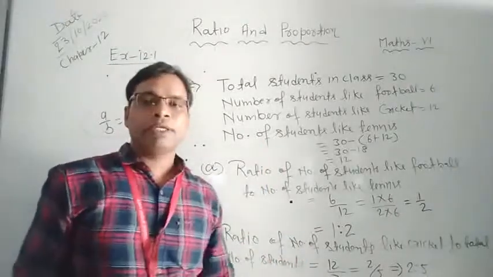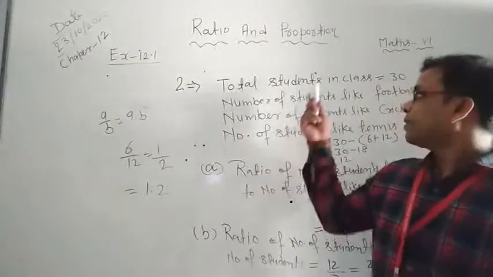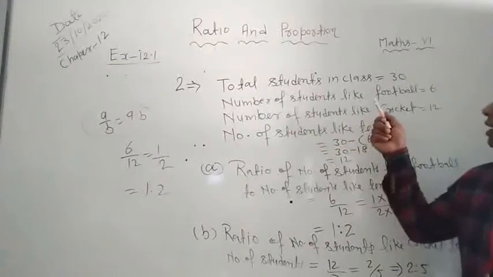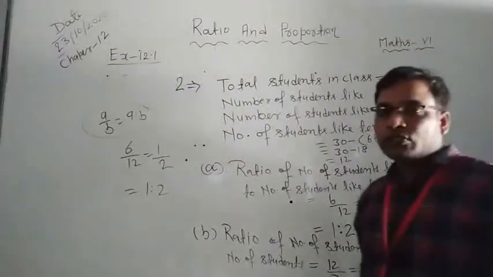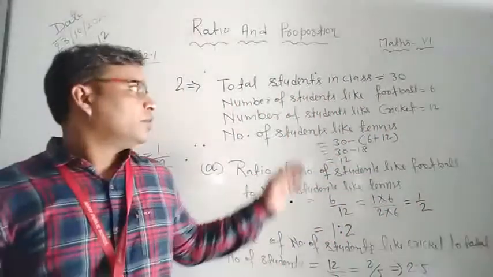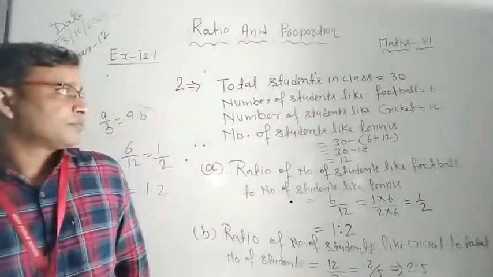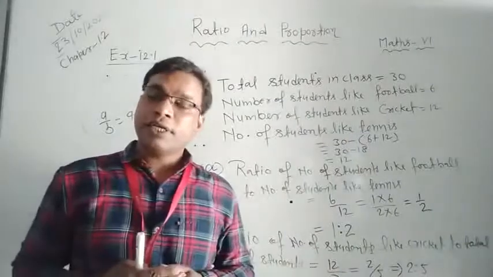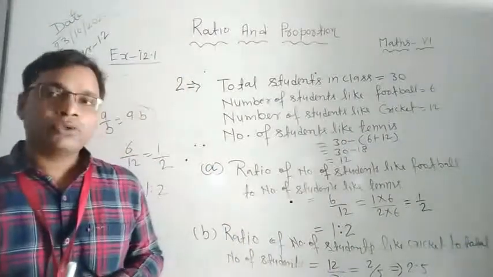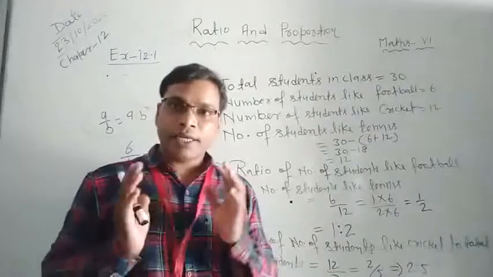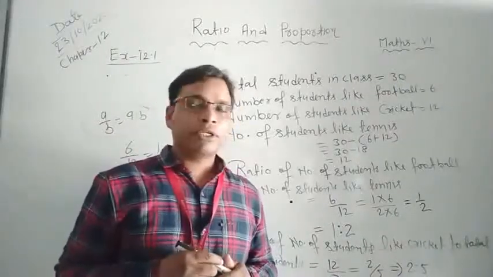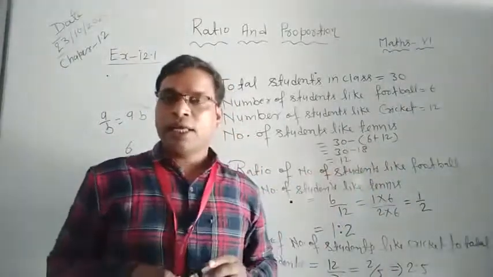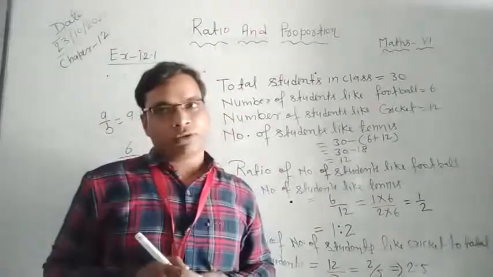Student, in this question it is given that in class 6 there were 30 students present, in which 6 students like football, 12 students like cricket, and the remaining students like tennis. So how can you find the number of students who like tennis? For this, first we add the number of students who like cricket and the number who like football. This is 6 plus 12, which is 18. After this we subtract from the total number of students.